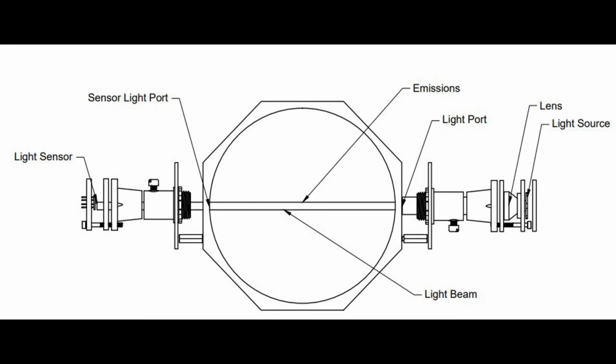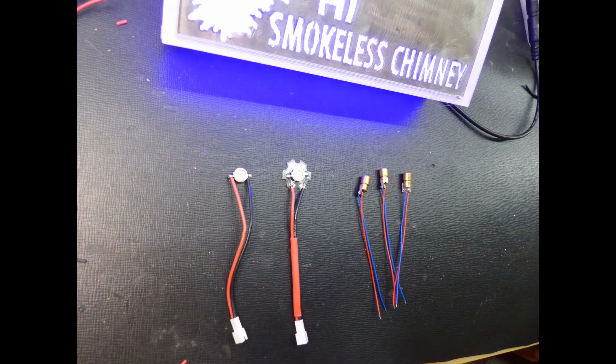This is a diagram of an opacity system. It starts out on the right with a light source, a lens, and a light port. In the circle in the center is the media that you're trying to measure, in this case smoke. So your light beam is traveling through the smoke, and when it hits the smoke particles, some of it doesn't make it to the light sensor on the other side. The light that is missing is the opacity measurement.